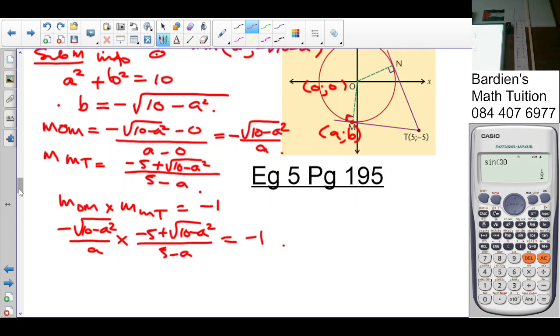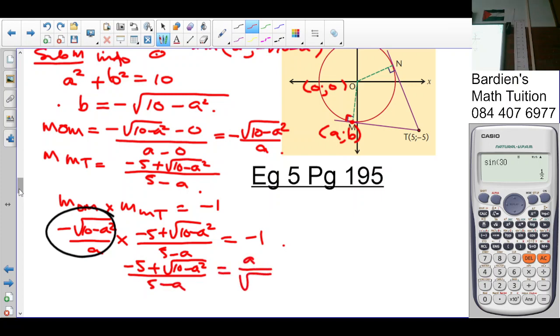So from here, I'm going to divide both sides by this fraction here. So it's going to be negative 5 plus the root of 10 minus a squared over 5 minus a is equal to a over the root of 10 minus a squared. Remember, negative 1 divided by negative square root of 10 minus a squared over a. The negatives cancel, that's number 1, and the fraction will flip. So what do I do now?